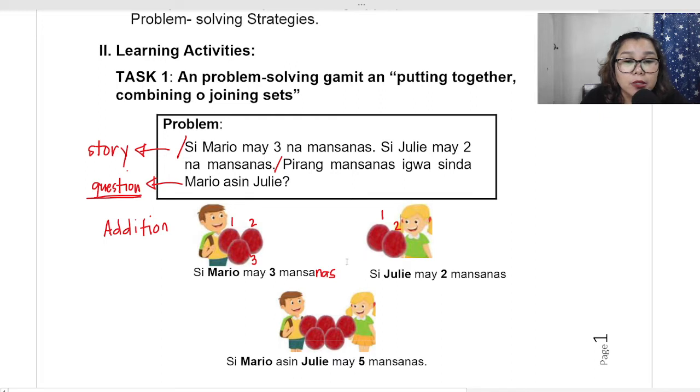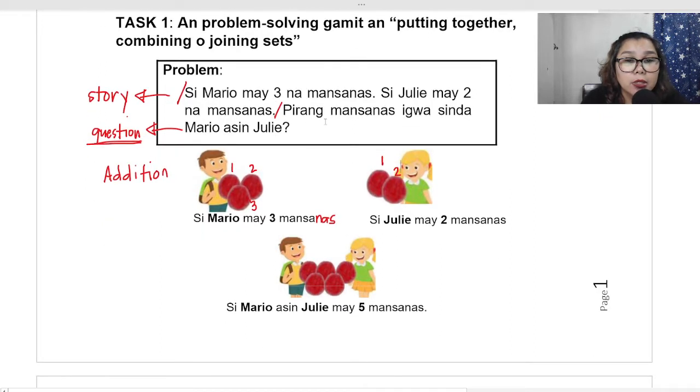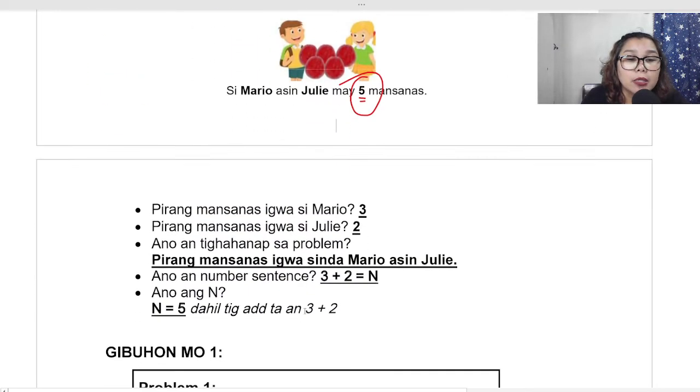And because we need to use addition, since the question asks how many apples Mario and Julie have, it means we need to join the number of apples together. So Mario and Julie have 5 apples. What did we do? We added 3, the number of apples of Mario, plus 2, the number of apples of Julie. And if we join them together, we have 5 as the answer. So we don't only add numbers; we also use addition for problems such as this. Okay, so we have here questions.